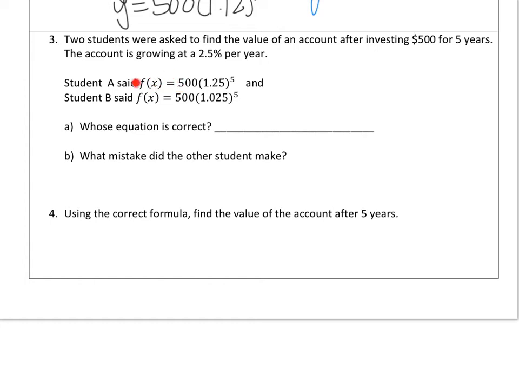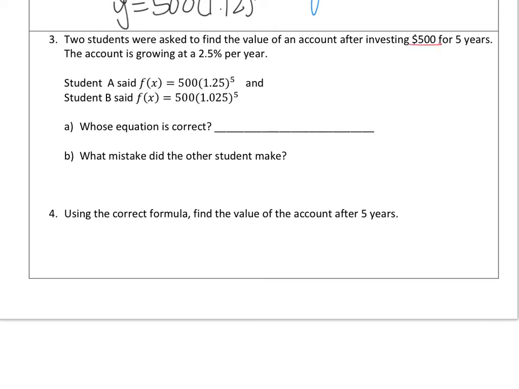Student A said f of x equals 500 times 1.25 to the fifth. And student B said f of x equals 500 times 1.025 raised to the fifth power. First, they want to know whose equation is correct, what mistake did the other student make, and then using the formula, find the value of the account after 5 years. So actually evaluate whichever one is correct. Okay, first of all, let's pull out some key information.